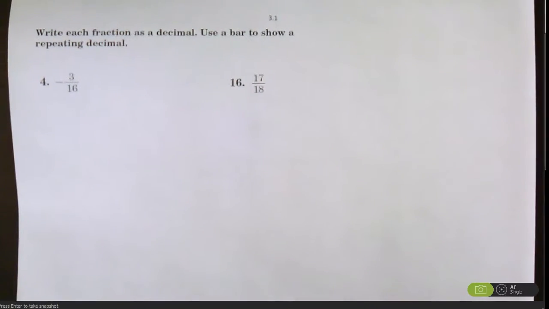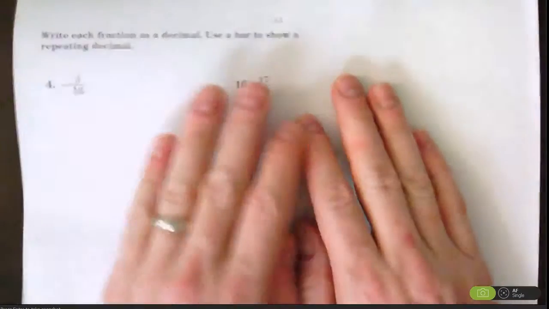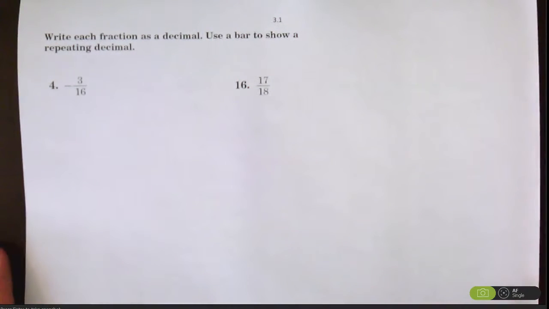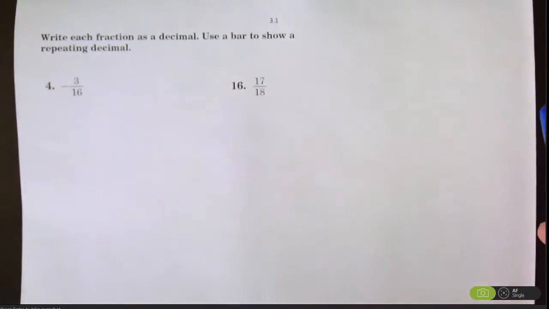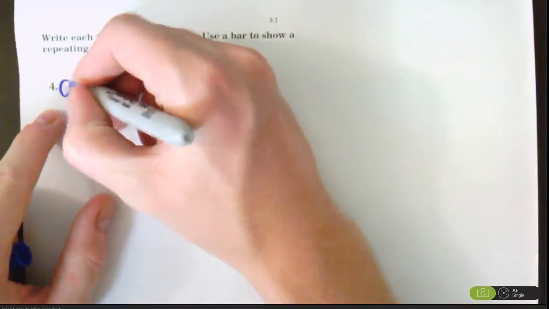Okay, so here we go. Trying to do a little bit extra stuff from section 3.1 in case you have any problems. The first thing is it says to make each fraction into a decimal and then use a bar to show repeating. Now this one isn't going to repeat for number 4, but the reason I chose number 4 out of the homework is the negative sign.